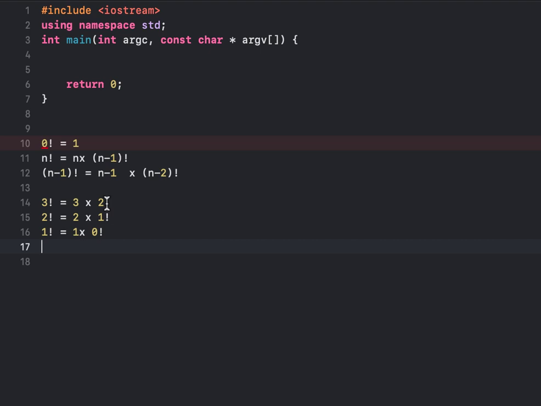So let's talk a little bit about the definitions. The definition of factorial given in this equation is called a recursive definition. The fact that 0 factorial equals 1 is called the base case. And the fact that n factorial equals n times (n minus 1) factorial is called the general case.